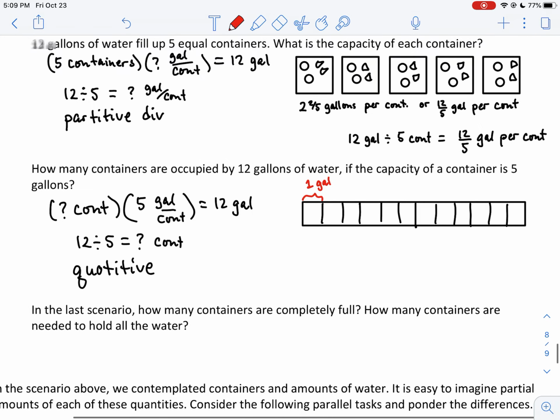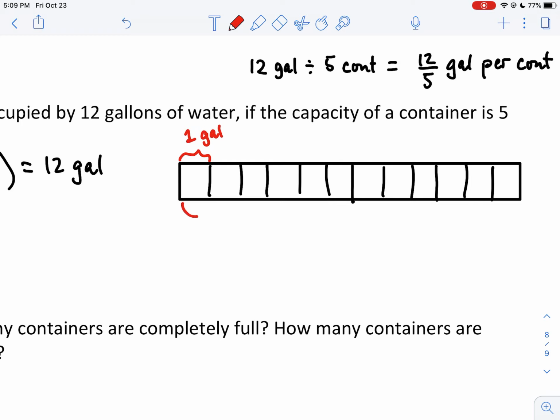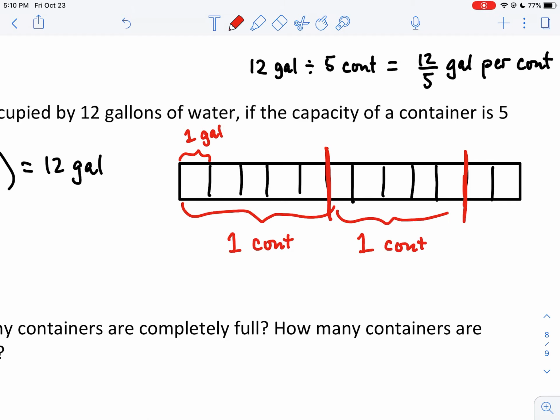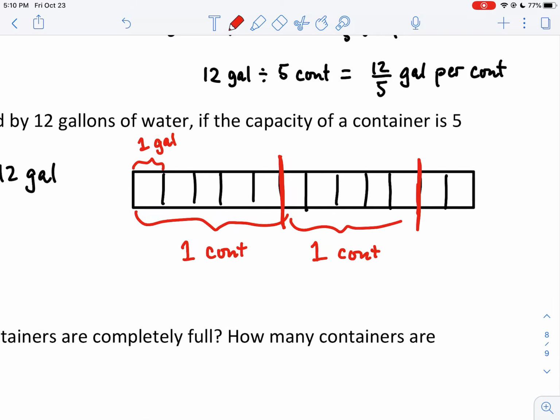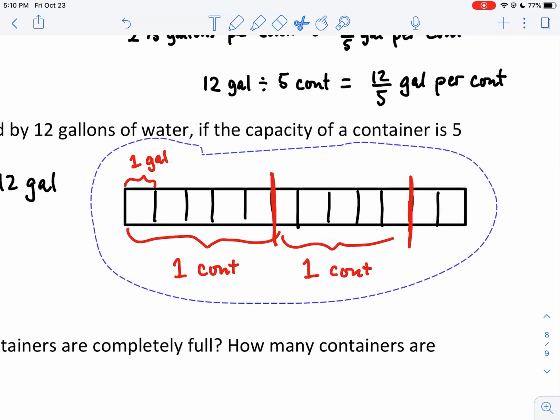So we have 12 gallons, and 5 gallons makes a container. So now if I want to do 5 of these together, stopping right here, I have 1 container. We're doing really a unit coordination that's happening here: 5 of 1 unit makes 1 unit of something else. So 5 gallons makes 1 container. 5 more will fill up a second container. But then we need a third container to contain the rest of this. Well, the third container will not be completely full.